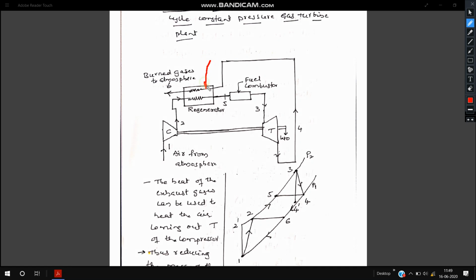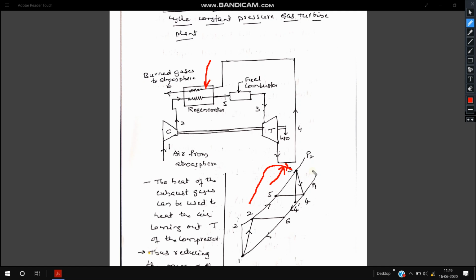in a counterflow heat exchanger known as a regenerator. The air is heated from T2 to T5 in the counterflow heat exchanger, whereas the hot gases are cooled from T4 to T6. This reduces the amount of fuel to be supplied in the combustion chamber. Now the air has to be heated from T5 to T3 instead of being heated from T2 to T3.